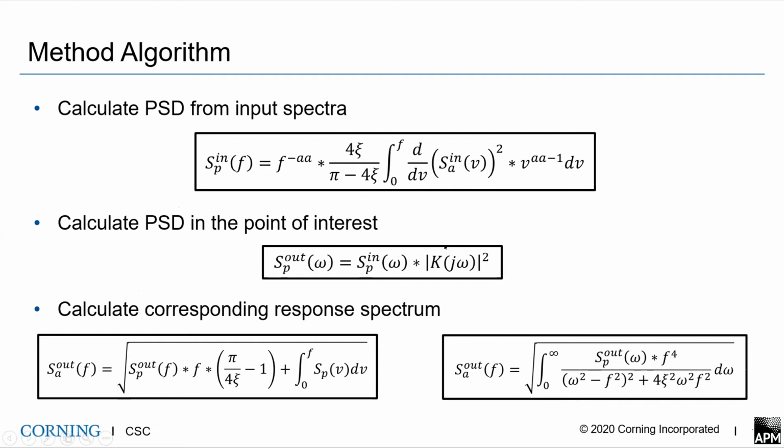So summarizing all above mentioned information, we can formulate Vladimir Sorin's structure response spectrum calculation algorithm. The first step is to calculate PSD from input spectra using this formula. After that, we should calculate PSD in the point of interest inside structure. And after that, we can calculate corresponding response spectrum using one of these formulas. This is approximate, and this is an exact formula.